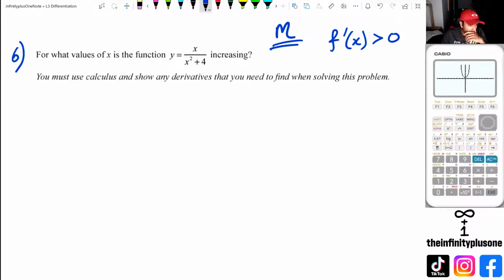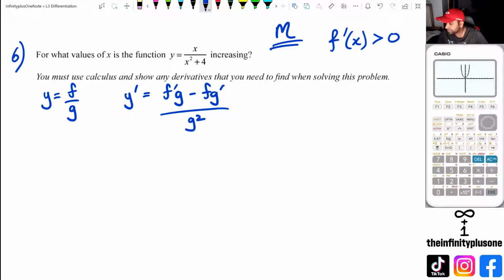If you've forgotten quotient rule, if you have y equals f over g, then y dash is equal to f dash g minus f g dash, divided by g squared. So that's pretty much all the hints you need for this question. Give it a go.